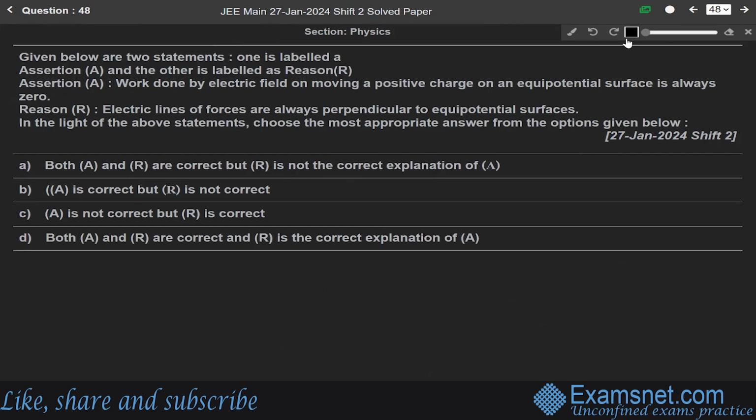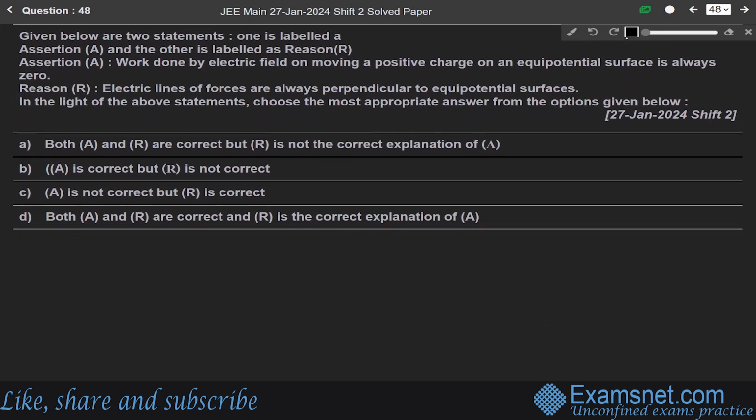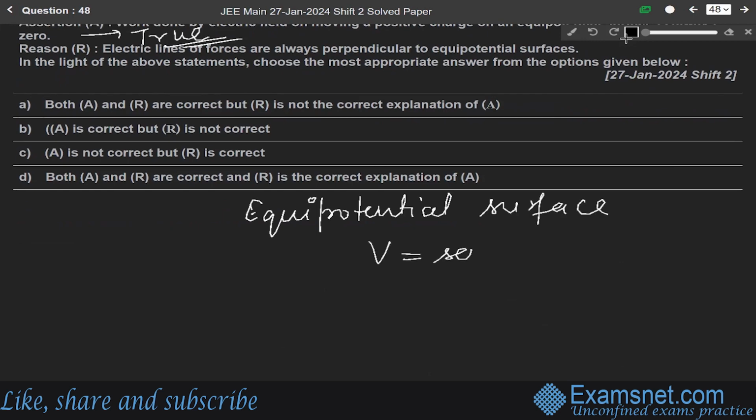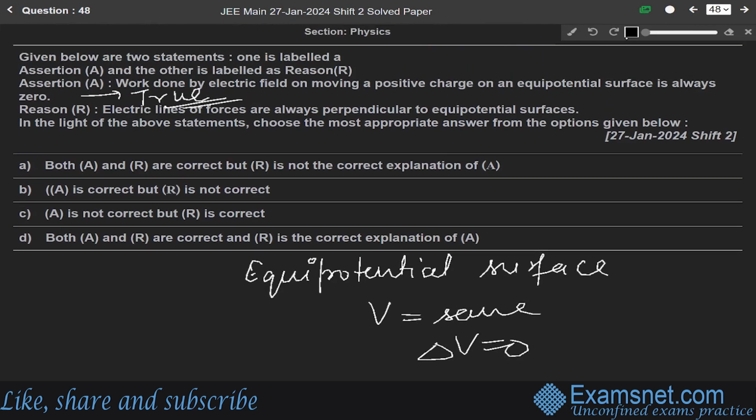Given below are two statements, assertion A and reason R. Assertion A is: work done by an electric field on moving a positive charge on an equipotential surface is always zero. So student, this statement is very true. Why is it true? Because for an equipotential surface, as the name suggests, the potential is the same at all the surface. V is the same, which means delta V is zero, and delta V being zero means the work done by the electric field will be zero.